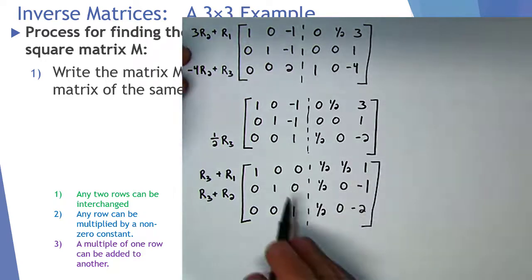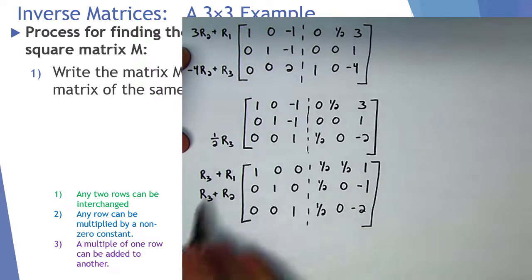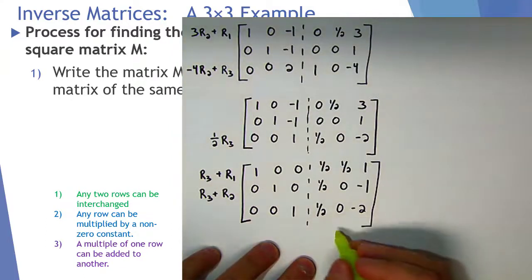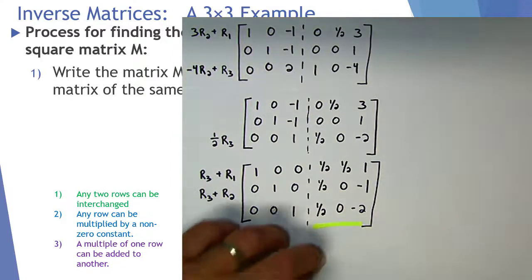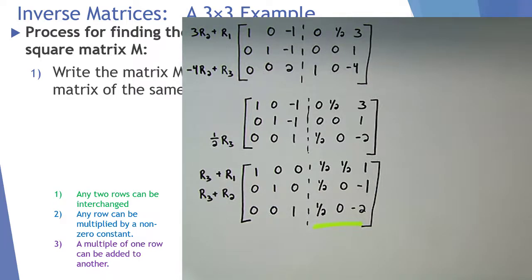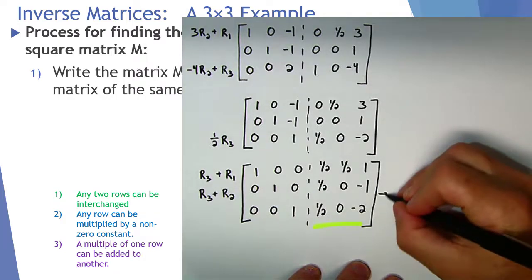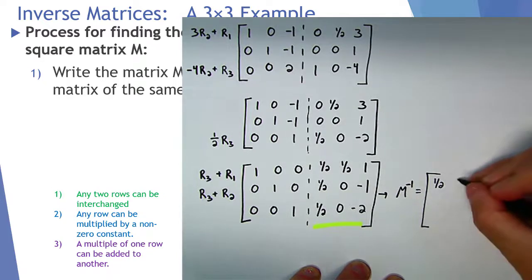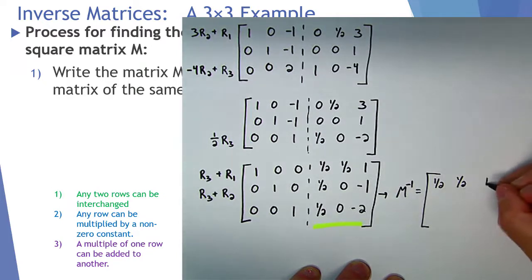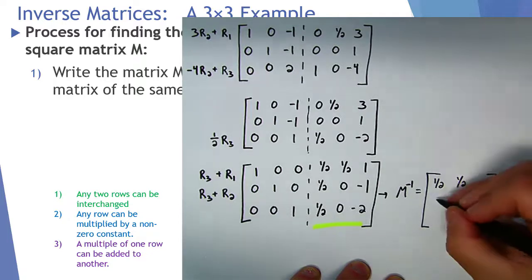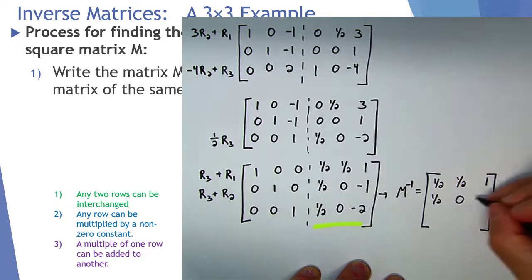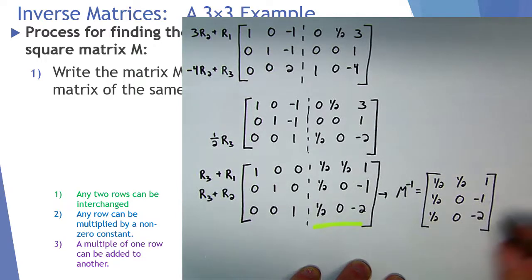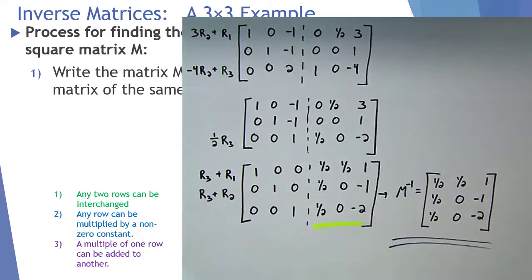So we've done it. We got our identity matrix moved to the left side, and that means that the inverse matrix of the one we started with is waiting for us right here. We can conclude then that our inverse matrix, M inverse, is 1 half, 1 half, a lot of 1 halves in this matrix. 1 half, 1 half, 1. 1 half, 0, negative 1. 1 half, 0, negative 2. And we found our inverse matrix.